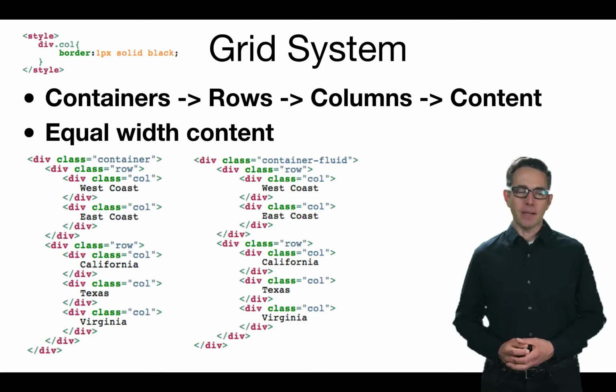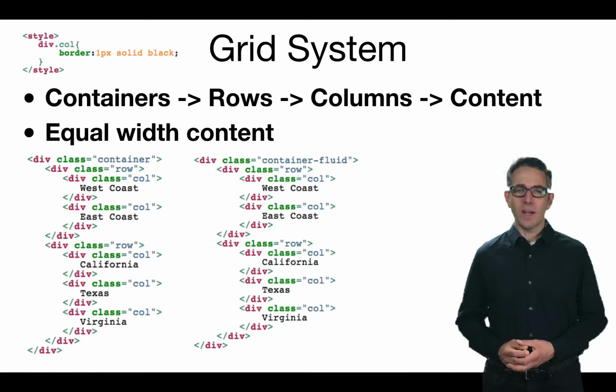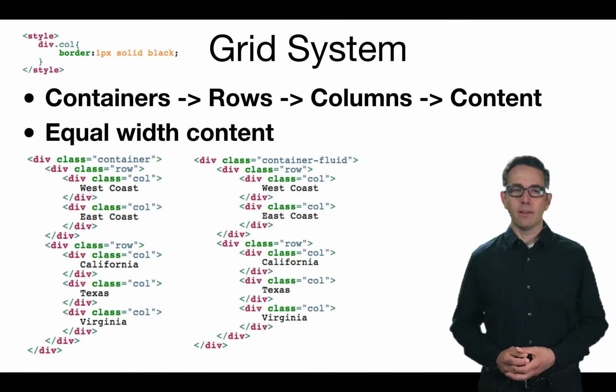In the example in the bottom left, we can see that we have a container that has 2 rows. The first row has 3 columns. We identify those 3 columns because there are divs that have the attribute class with a value of col for column. In each of those we've placed the phrase West Coast and East Coast on the top one.